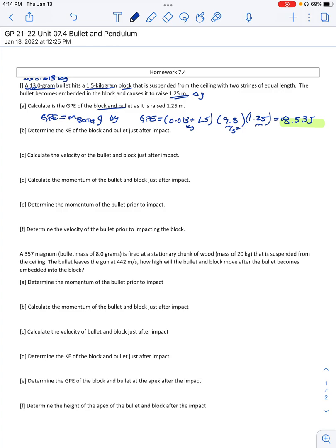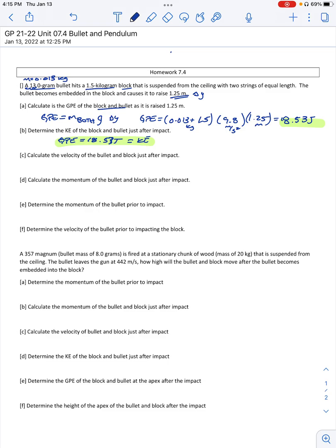Determine the kinetic energy of the block and bullet just after the impact. Well, in order for it to reach that height of 1.25, it needed to have enough energy to get there. That energy came from the kinetic energy. So when we say that the GPE is 18.53, well, that all came from our kinetic energy, meaning that that thing was moving initially just after impact, and it actually pushed it up to that height.